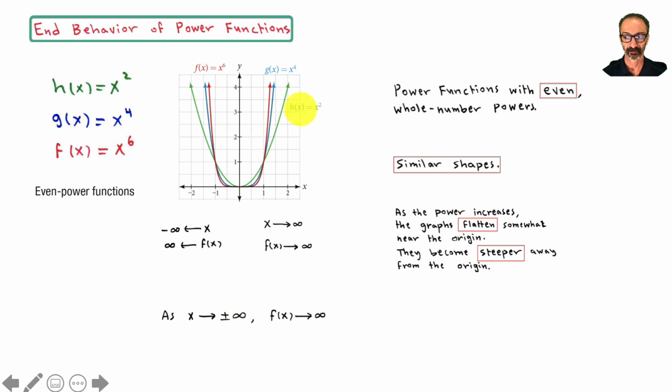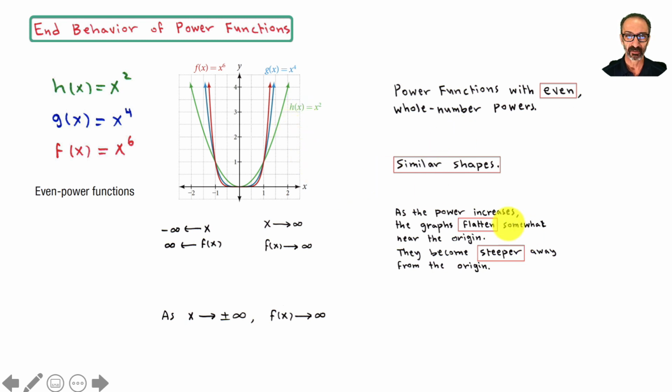So, of course, if you plug in negative 5, same concept, because you're not going to end up with negative. A negative times negative times negative, an even number of numbers, is going to end up positive. So that's how even power functions behave.